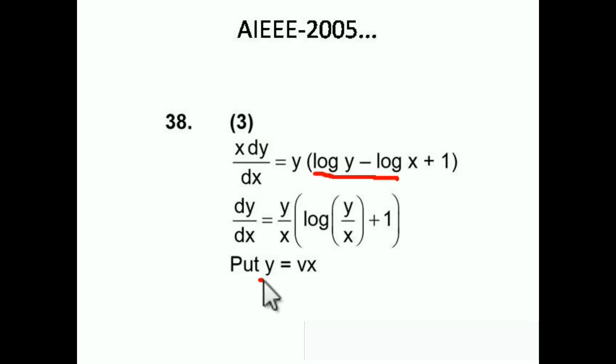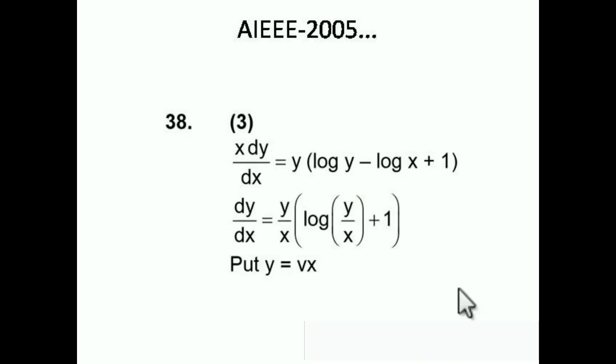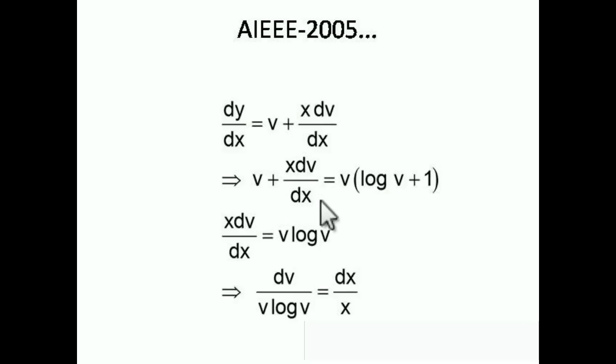Just take y by x is equal to v, that means y is equal to vx. That means dy by dx is equal to v plus x dv by dx. So I just write it down, dy by dx is equal to v plus x dv by dx. Now I just put this whole thing here. So it becomes v plus x dv by dx is equal to v, log v plus 1.